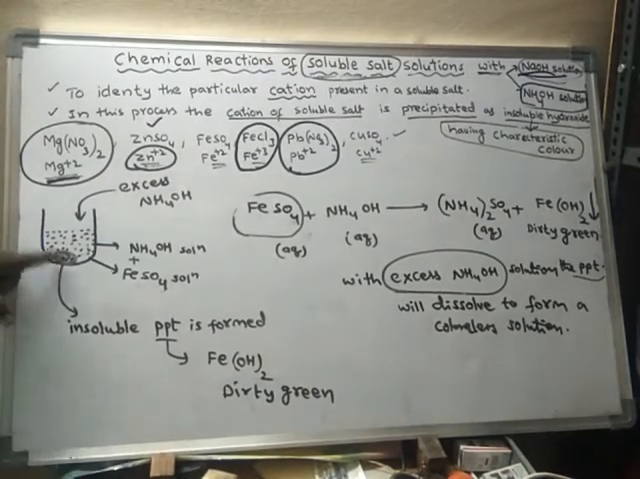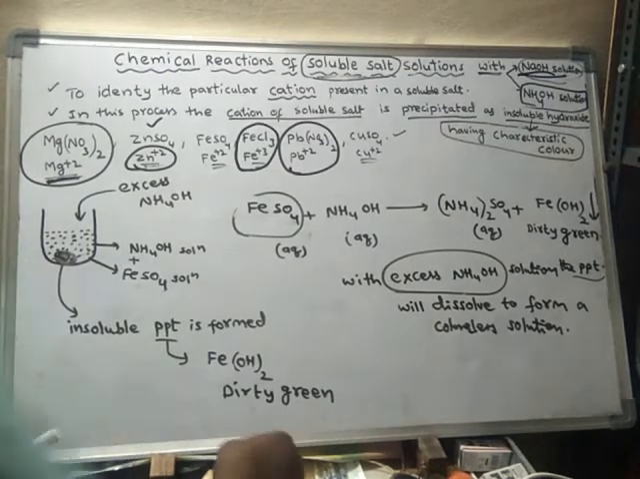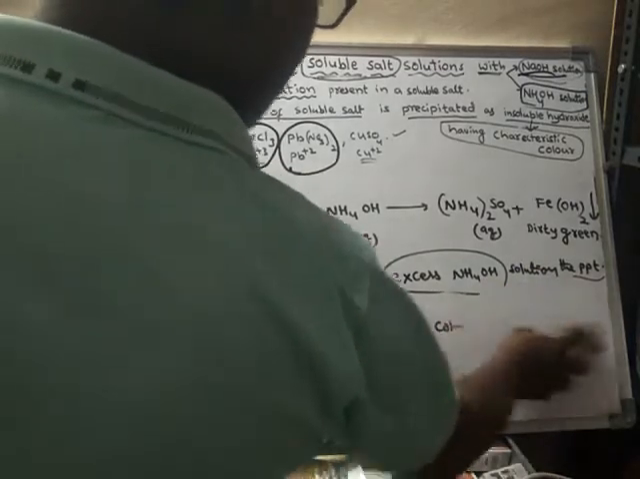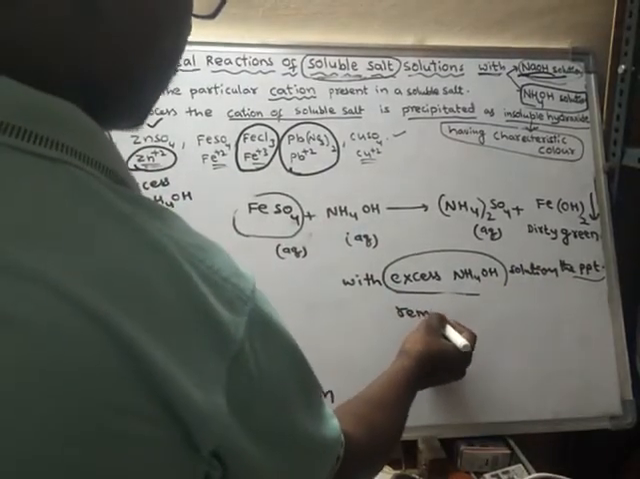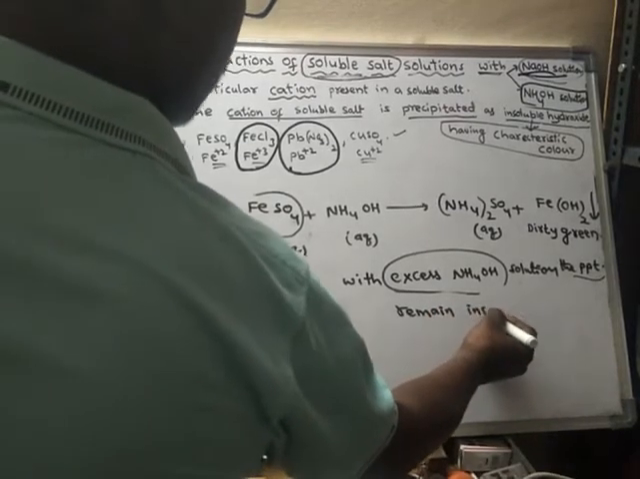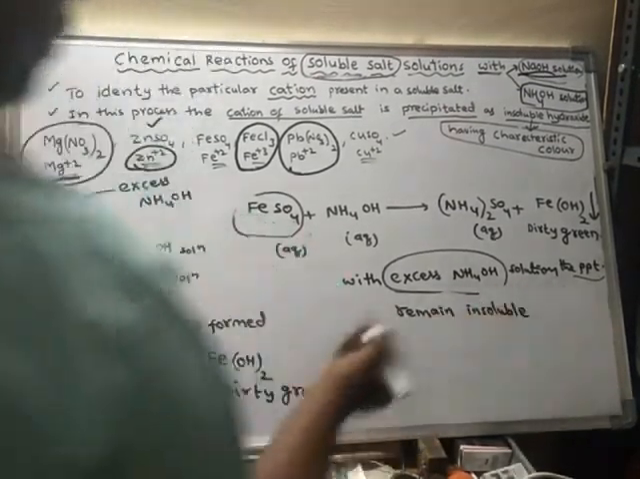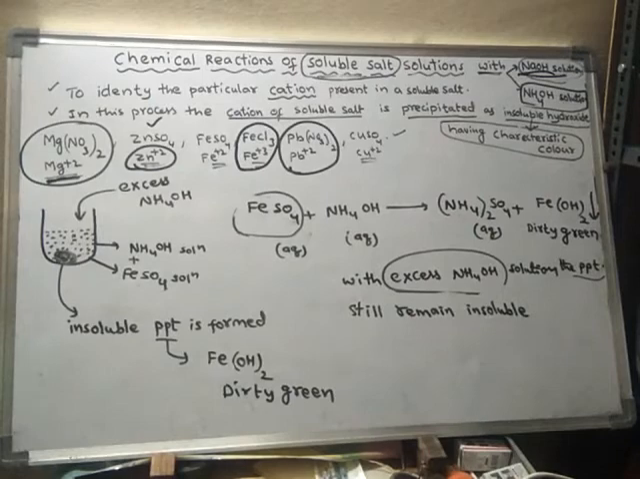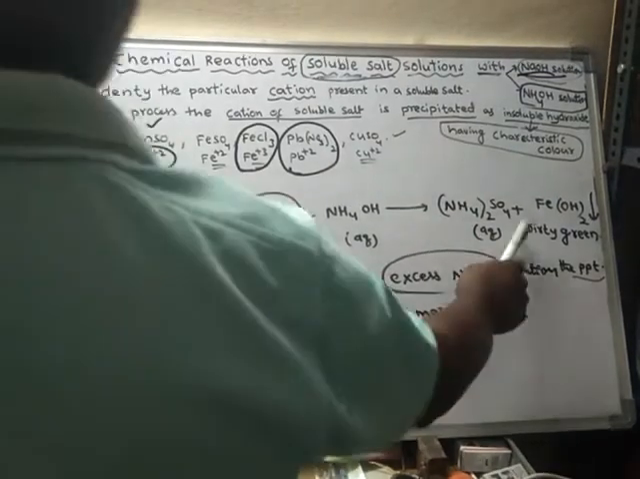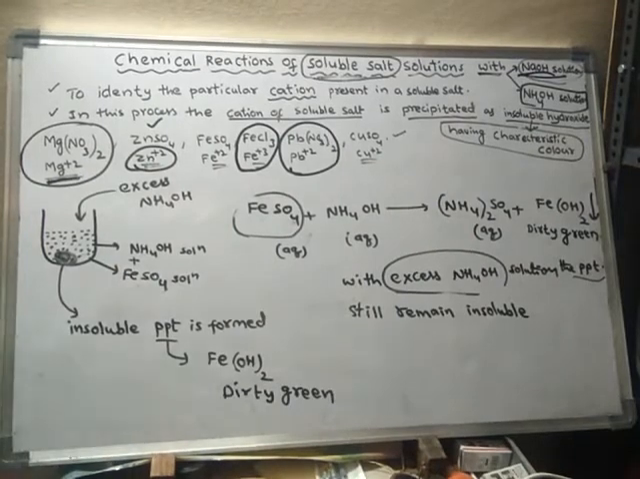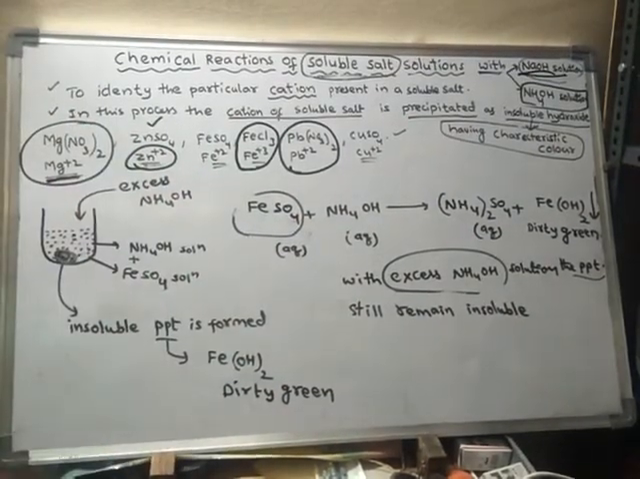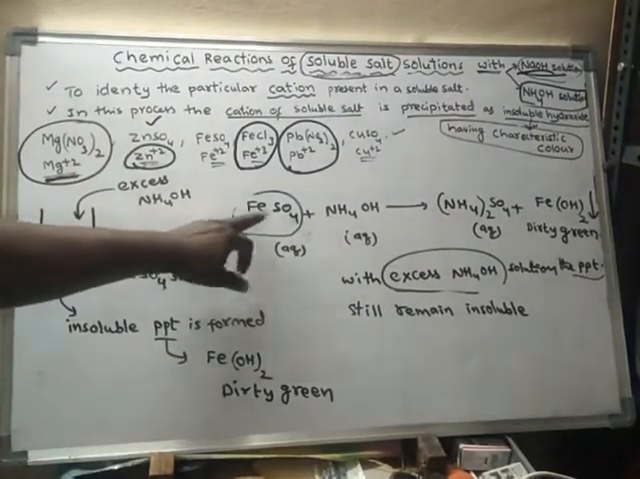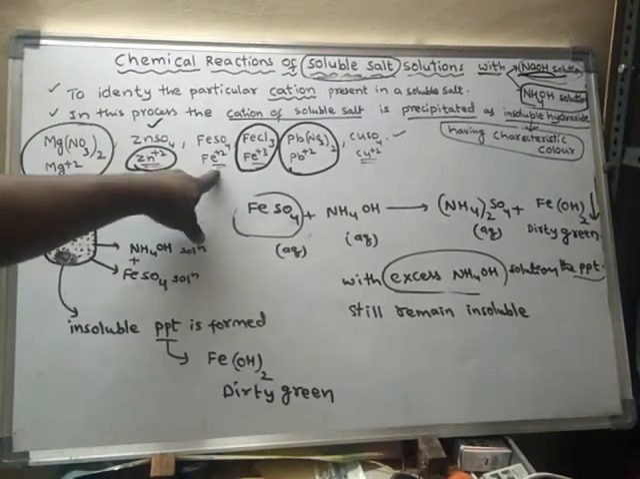Now if you use excess ammonium hydroxide, it is insoluble. With excess NaOH solution, the precipitate still remains insoluble. So from this it is understood, as the insoluble hydroxide formed is dirty green and it still remains insoluble in excess ammonium hydroxide, the given salt contains ferrous ion, Fe+2 ion.